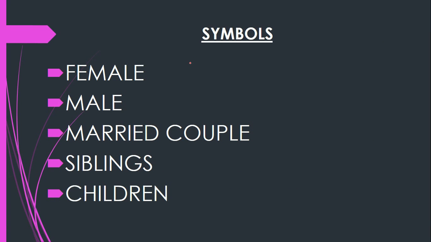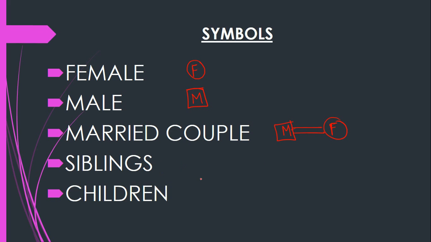First of all, let me tell you what symbols I will be using in all the questions of blood relation. If F is a female, we will represent her in a circle. Suppose M is a male, we will represent him in a box. For a married couple, we will use double lines.